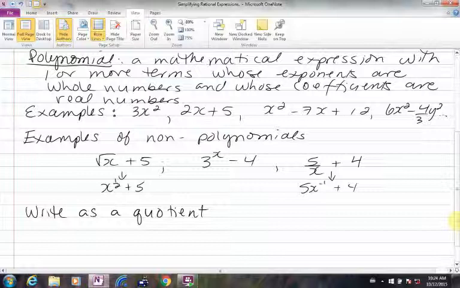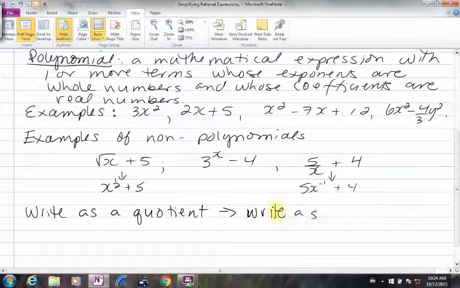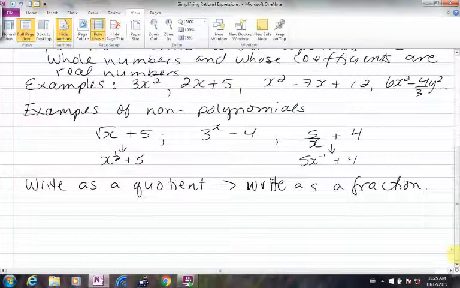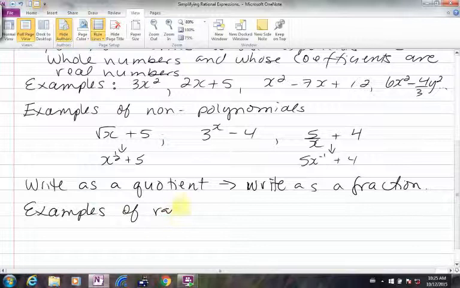So if we're going to write something as a quotient of polynomials, that means write as a fraction. All right? So we're going to write it as a quotient of two polynomials. That means we're going to write it as a fraction where the numerator is a polynomial and the denominator is a polynomial. So here are some examples of rational expressions.